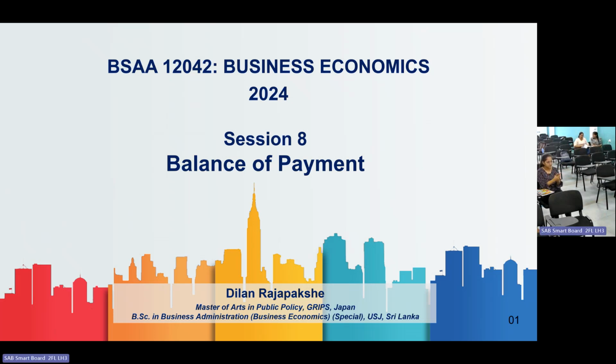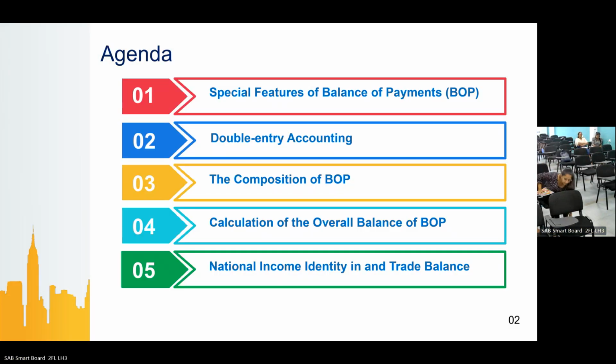This is session number 8. Session number 8 has two parts. The first part is balance of payment, and the second part is about exchange rate related concepts. These are the things we will be discussing in this session: features of balance of payments, the double entry accounting system, the composition of balance of payment, calculation of the overall balance of payment, and finally, national income identity in trade balance.